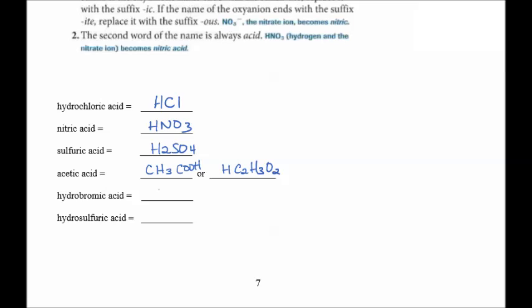Hydrobromic, like hydrochloric, is HBr, and hydrosulfuric, like hydrobromic, should be HS, but S's charge is -2, H is +1, so it's H2S. And that's all we're going to do with acids for now.